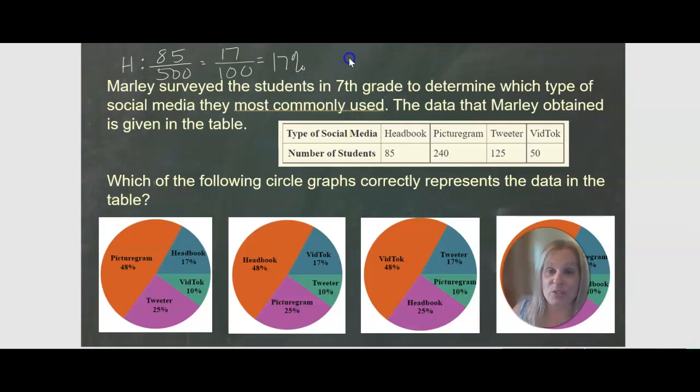Okay, so now Pictogram is 240 over 500. That's almost half, right? So divide by 5. 240 divided by 5 is 48.